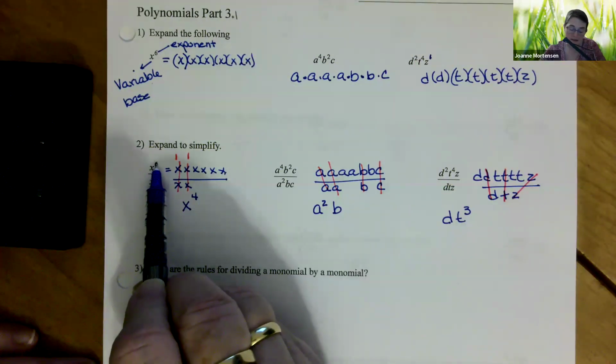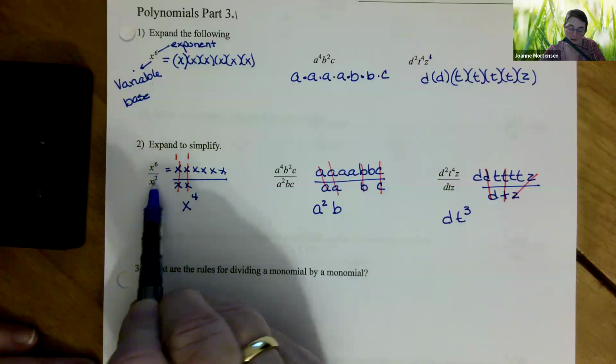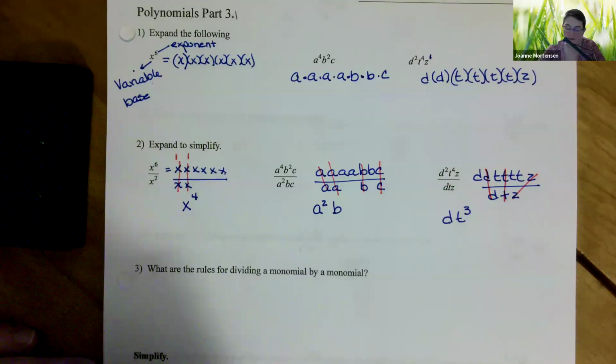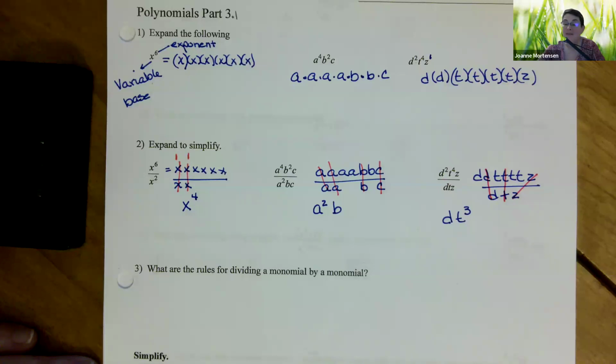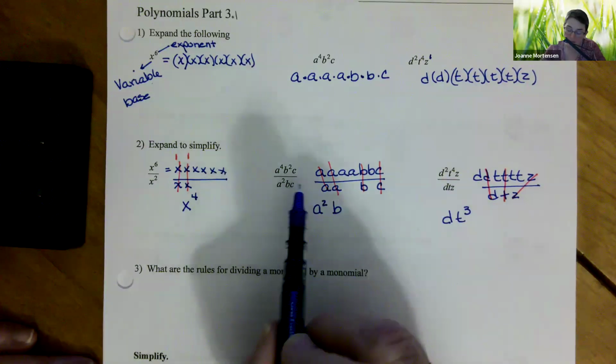So we're dividing x to the 6th by x squared. All we have left is x to the 4th. All you do is subtract your exponents and you're fine. That's all there is to it. Let's see if that works.